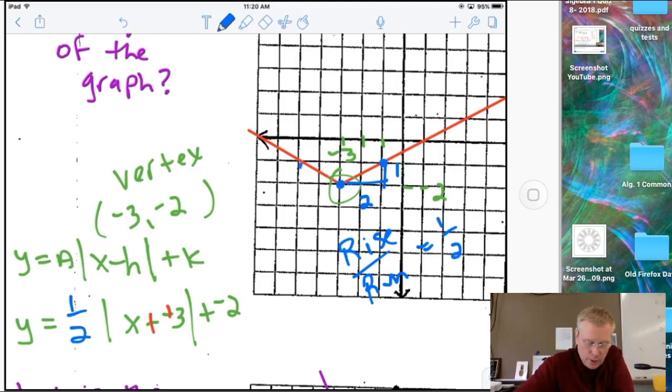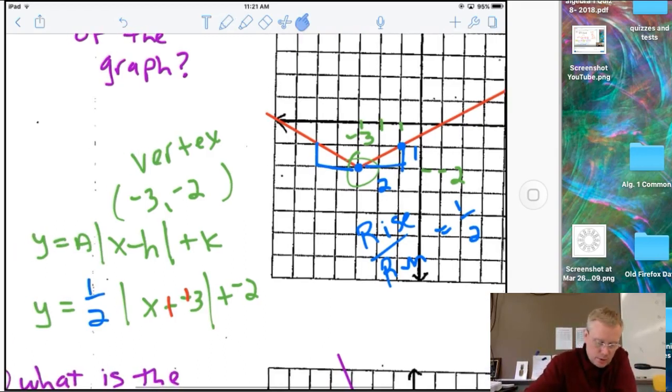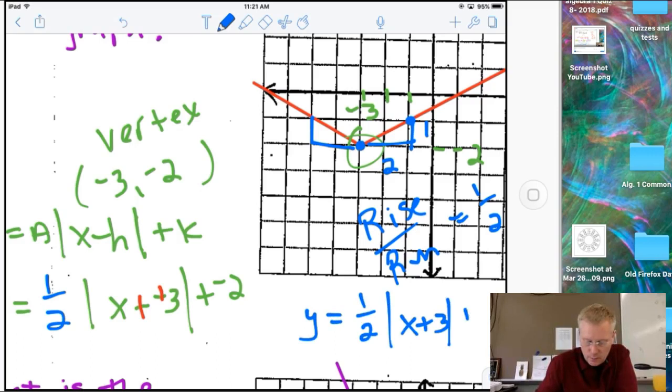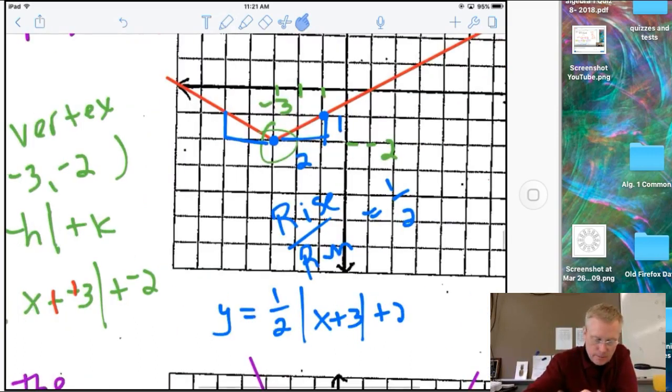If you'd gone over here, you would have gotten -1 over 2, but that's also the left side. So one side will always be positive, one will be negative. So you always just put the +1/2. If it was negative, then it would be upside down. It would be the same V, but upside down. All right, so this is the equation that I'm looking for. Let me write down the final version over here. Y equals 1/2 the absolute value of x plus 3 plus -2.